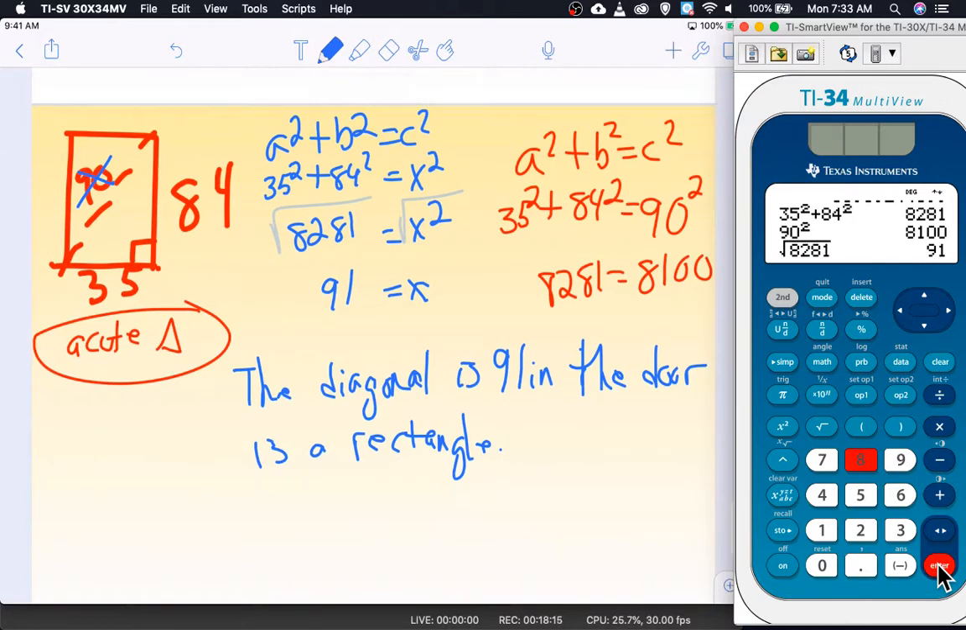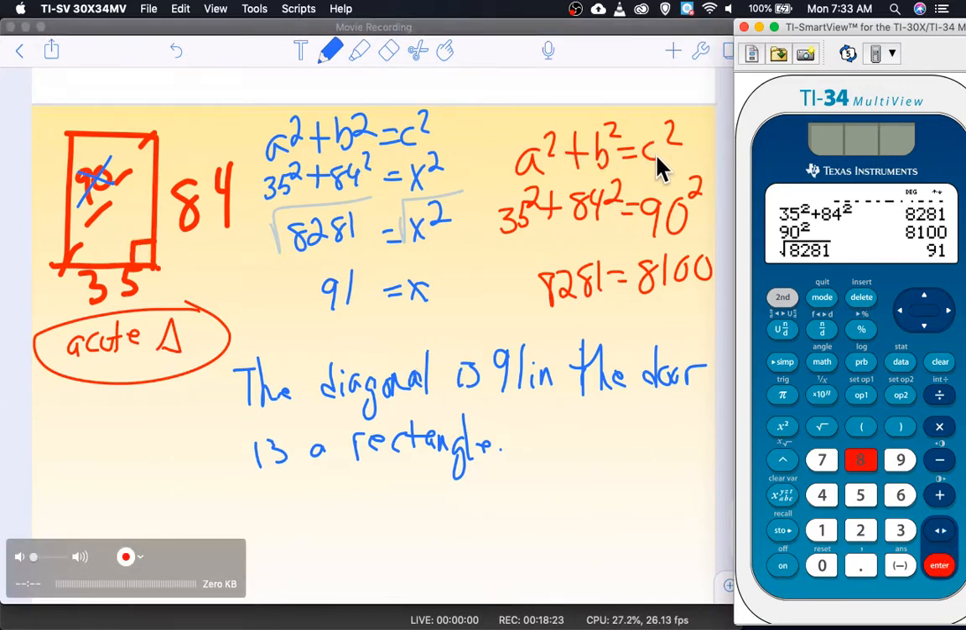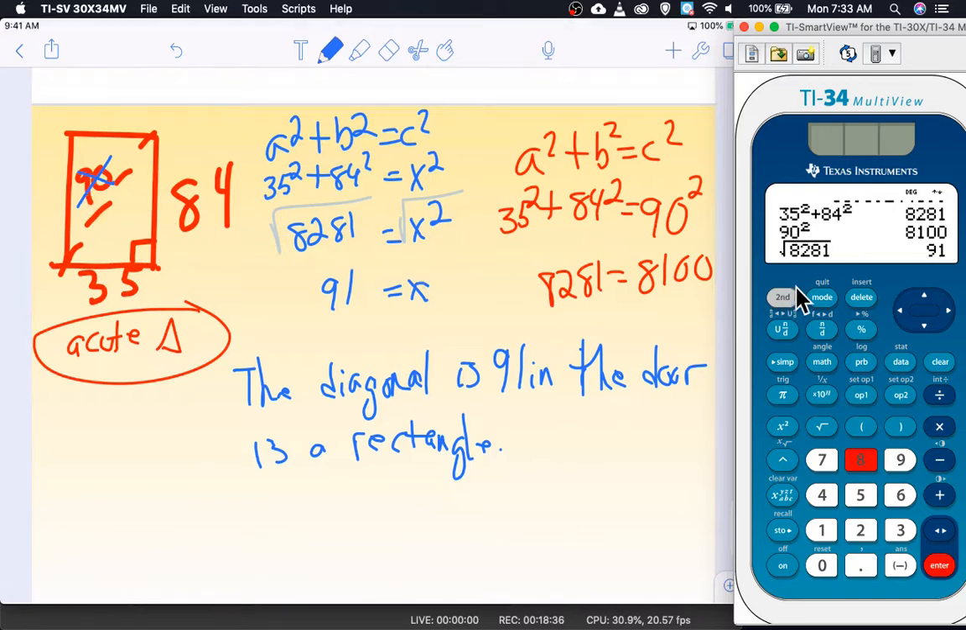So that's the whole problem. That's the whole kit and caboodle. We figured out it was an acute triangle by plugging in all three original sides. We then changed our hypotenuse by making it just an x and doing the math to figure out how big it should be. If this was a 91 instead of a 90, the door would be a rectangle.